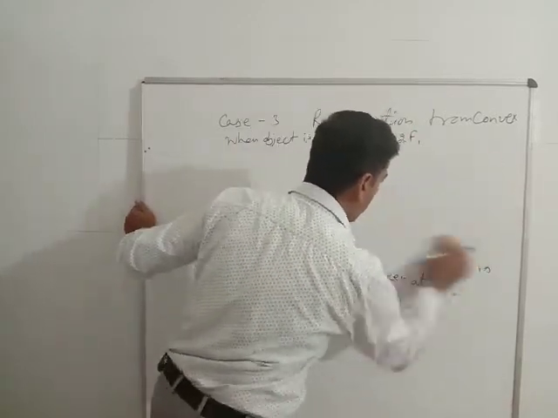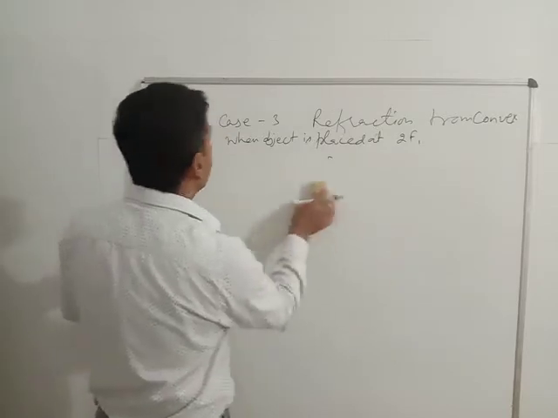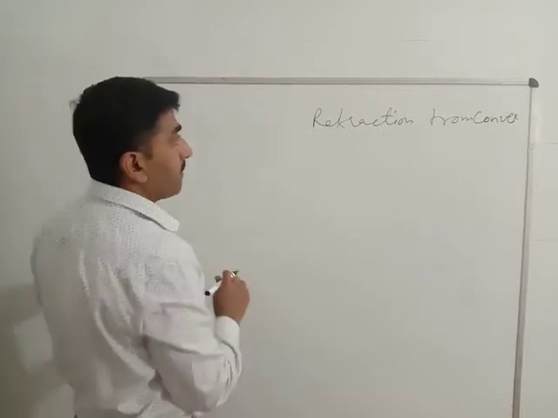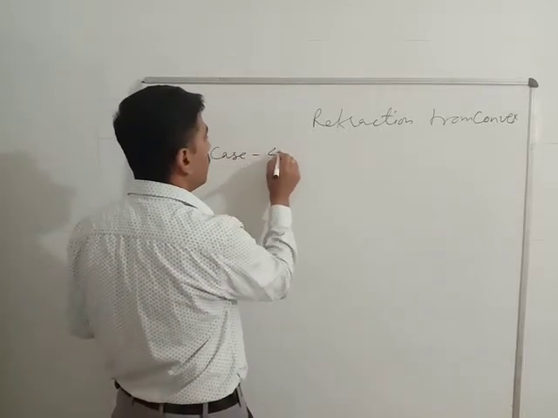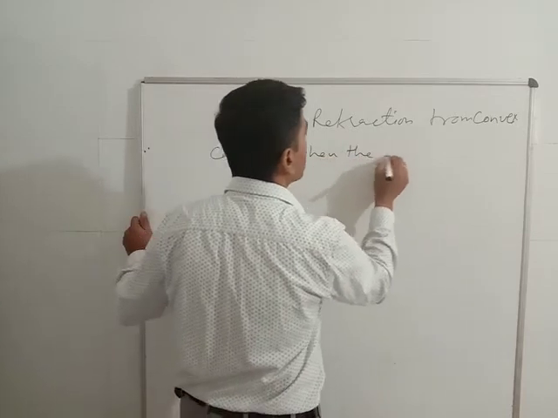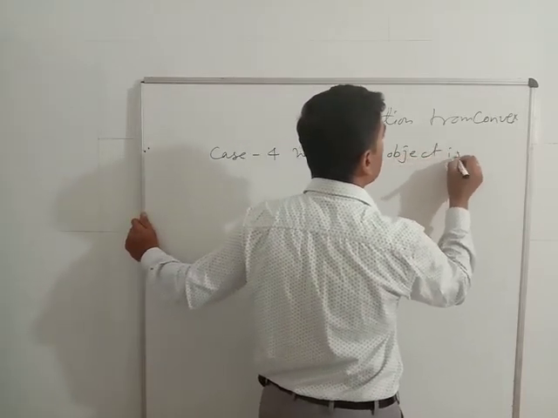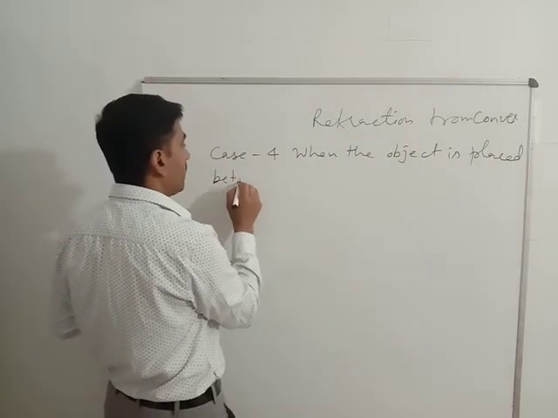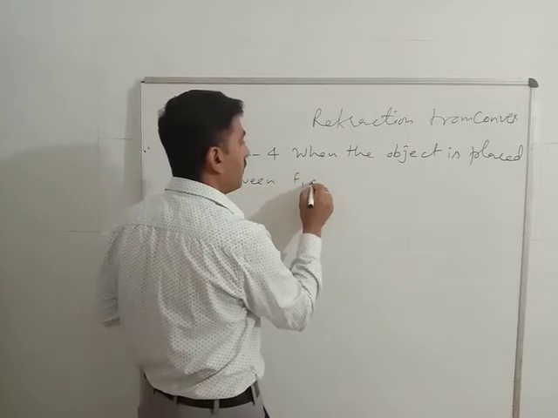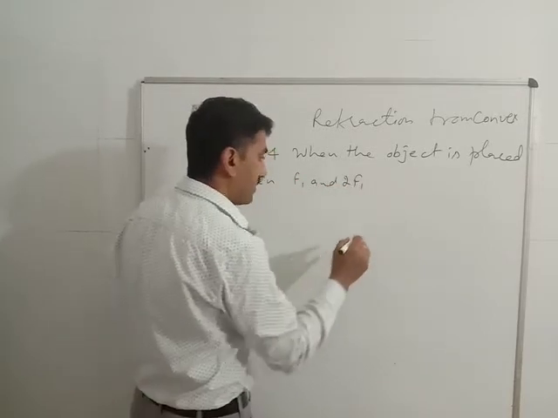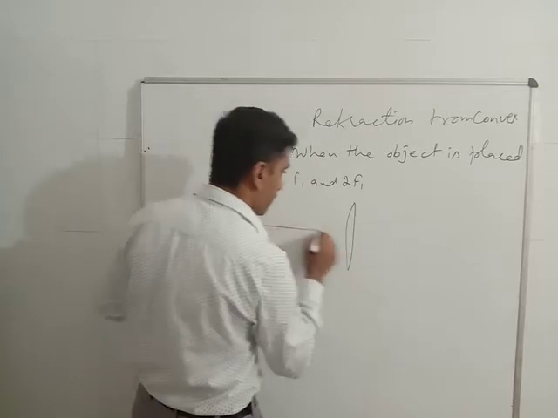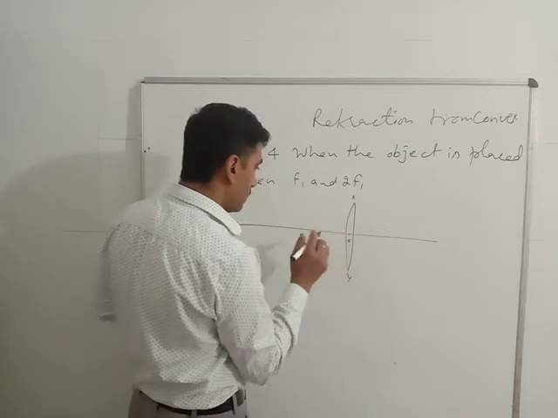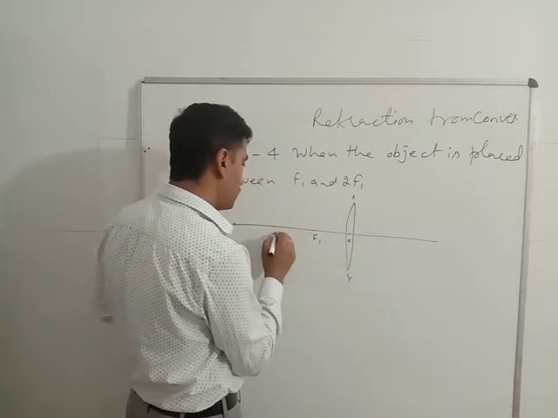I am erasing it, and let's make a new diagram. Make it better. Case number 4. When the object is placed between F1 and 2F1. Let's draw a diagram. This is your aperture, the convex lens. So this is your F1, this is 2F1.